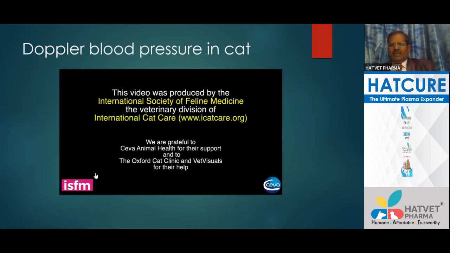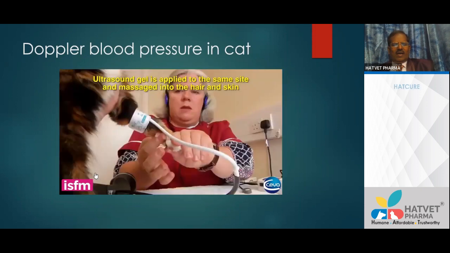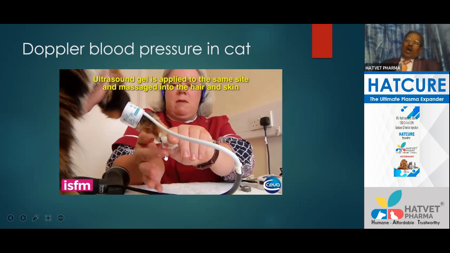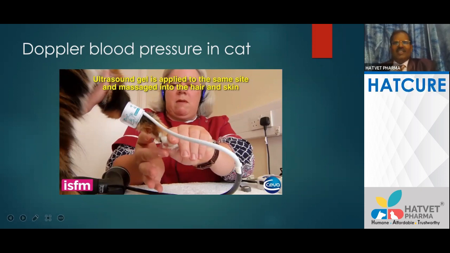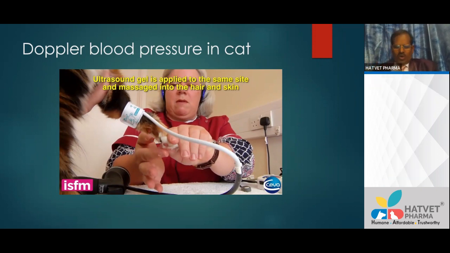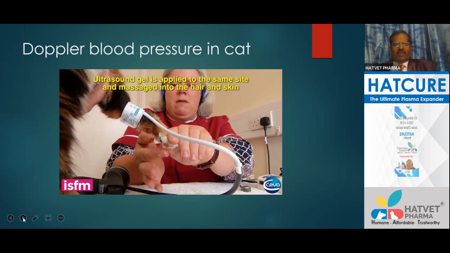Yeah, the message to the practitioner with this video. See, applying the gel, no? Ultrasound gel, if you use it, in a dog it is okay. But in the cat, the gel is a potent nephrotoxin. So after using the gel, you have to wipe it out and clean it properly, so that when the cat licks it, it won't go inside. It won't cause renal damage. We observed a couple of cases in the past in other places.